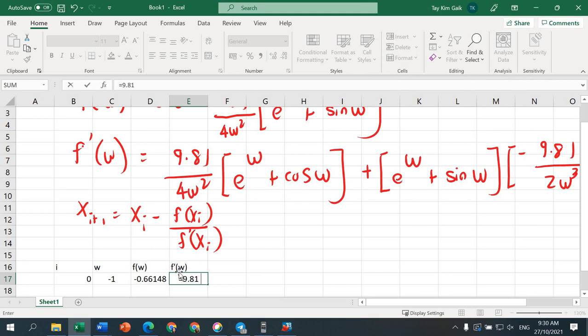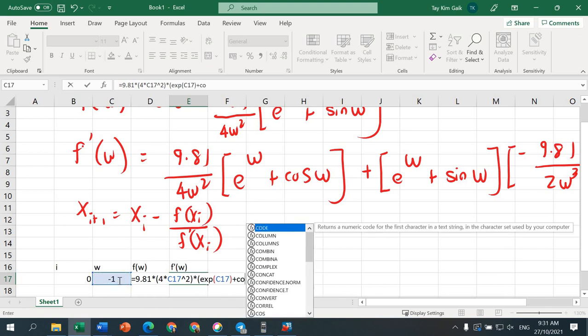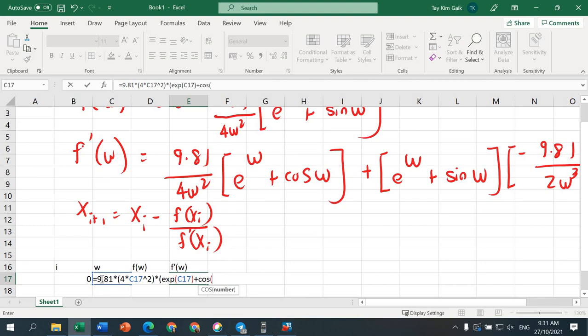Then key in the f prime w, which is 9.81 times, okay, the denominator 4 omega w squared. Have the bracket, 4 times w, squared is this power symbol, squared, close the bracket, multiply, open. Okay, exponent in Excel is exp, w here, this cell, exponent, open, close bracket, and then cos. Click the cell of your w.